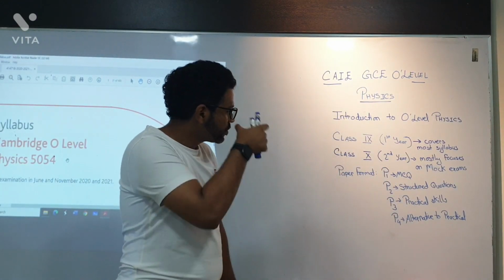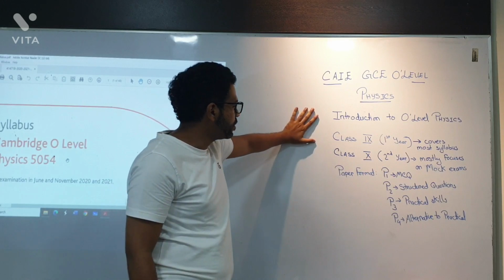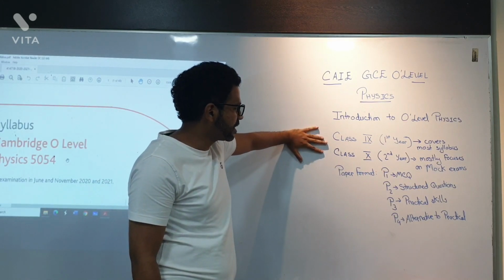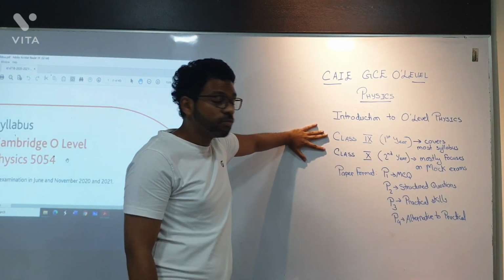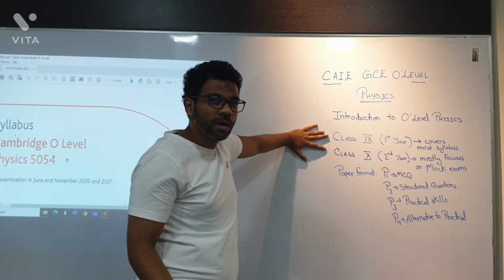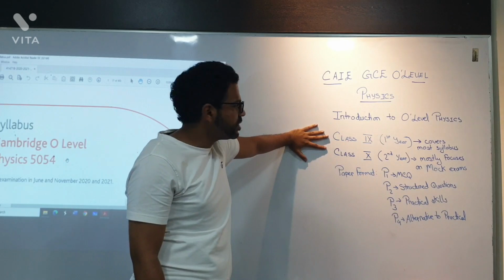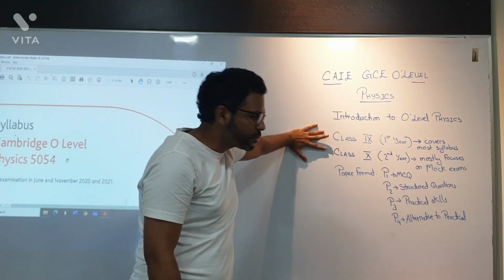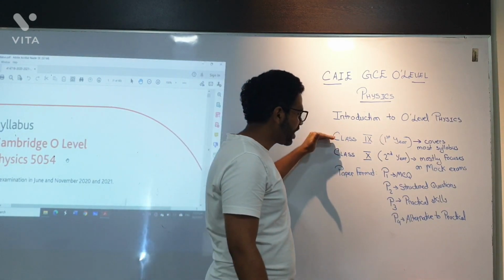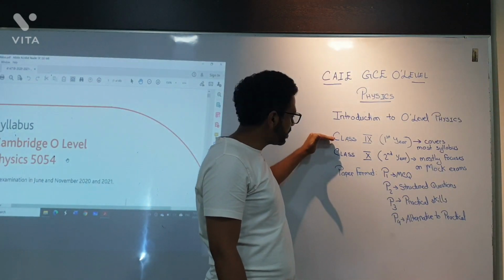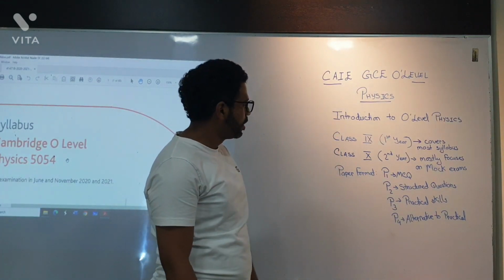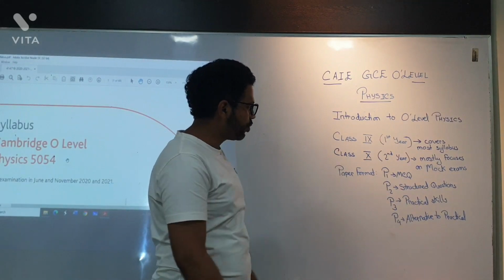Okay? So the things we will be talking about in this video is how we cover the syllabus in 2 years. In most of the schools and most of the courses, we take 2 years to complete the O-level syllabus. So in most cases we will find it in class 9, the first year for covering the syllabus, and class 10 is the second year. We'll be talking about the syllabus in a while.